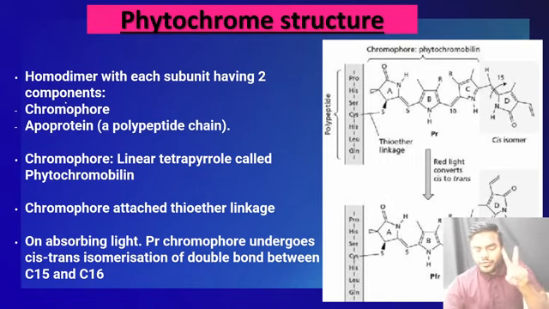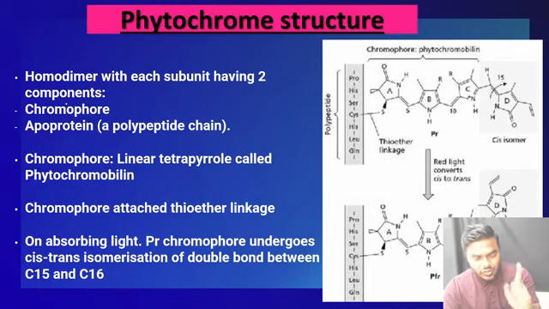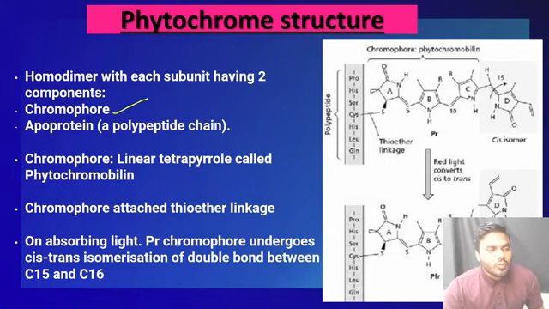Phytochrome is made up of two components. Everyone has to listen. In tomorrow's class, I will ask this only. Phytochrome contains a chromophore, and phytochrome contains an apoprotein. So let me define them one by one. Every phytochrome contains two components: one we call chromophore, one we call apoprotein.